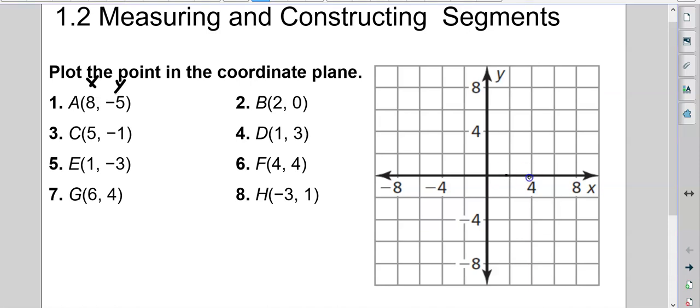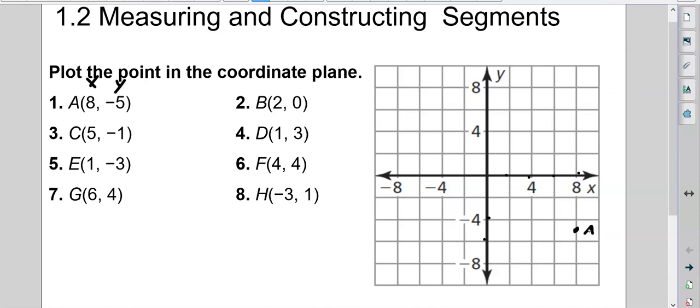Now notice this is 2, 4, 6, 8. This is going by twos. So (8, -5). All right, so if this is -4, that makes this -6. -5, we're just going to kind of estimate it's going to be right here between -4 and -5. Technically -4 and -5. And we just put a capital A.